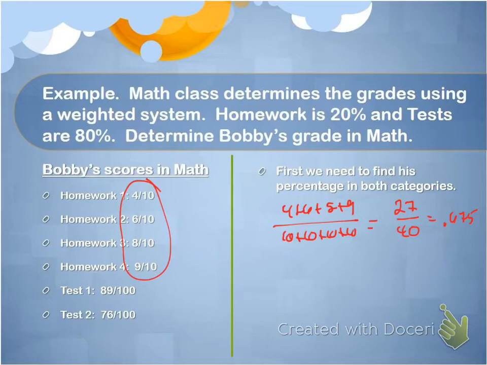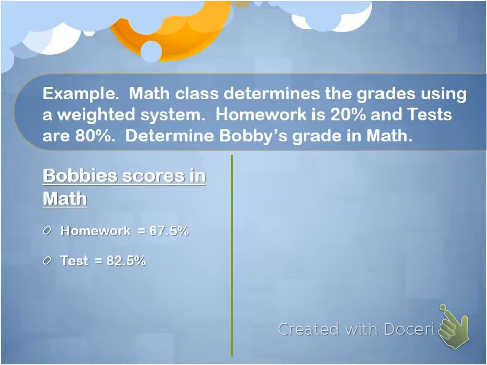Now for his tests, we got to add 89 plus 76 divided by the total number of points. So it's a percentage. So the total number of points for each test is 100. So 89 plus 76, which is 165, and divided by 200, which is 0.825. So a B minus for his test, okay? So it'll do that first, but the homework grade and the test grade get weighted differently, right?